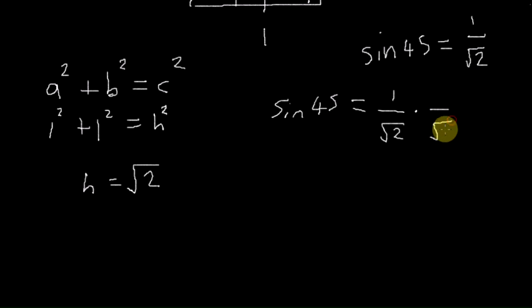So we times in that, and we times in that, and the square root of 2 times the square root of 2 is 2. Okay, so that's how you get that, and then you're left with 1 times the square root of 2, which is just the square root of 2.